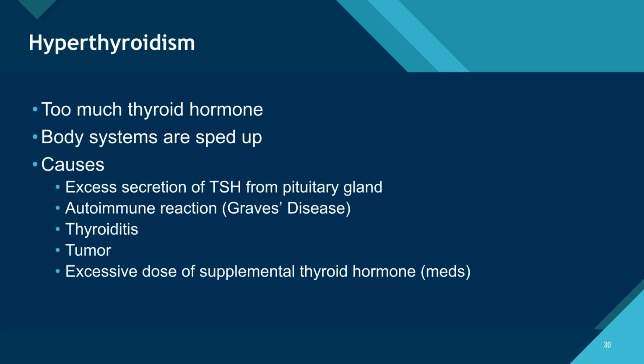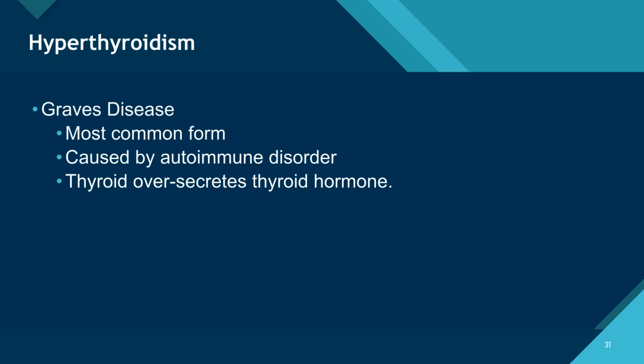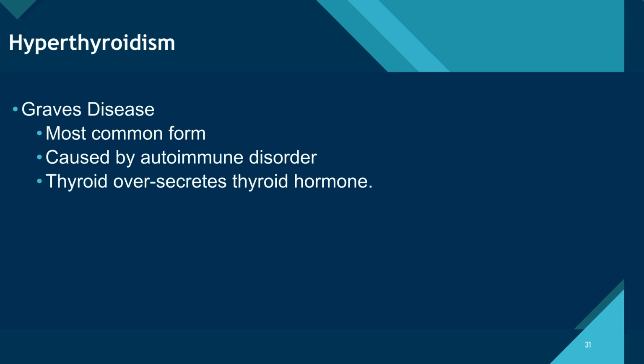Hyperthyroidism is caused by an excess of thyroid hormone, which speeds up body systems. Causes include excess TSH, autoimmune reactions like Graves' disease, thyroiditis, tumors, or excessive supplemental thyroid hormone doses. Graves' disease is the most common form of hyperthyroidism, caused by an autoimmune disorder where the thyroid oversecretes thyroid hormone.